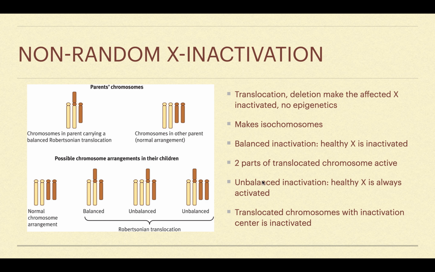There's also something called the unbalanced inactivation, which is where the healthy X is going to be always activated. We don't want the unbalanced inactivation. We want to keep the whole number, the 100 genes, right? And then translocated chromosomes with inactivated centers are usually just inactivated.